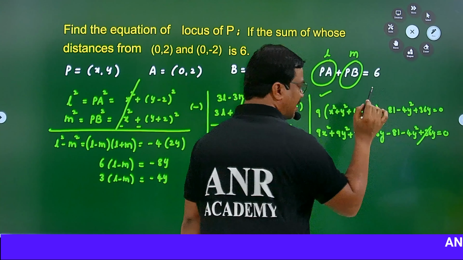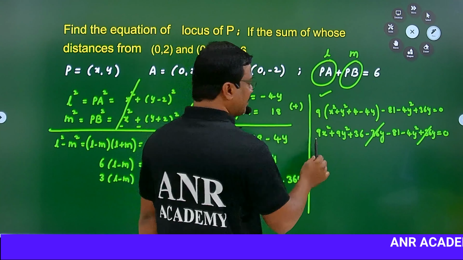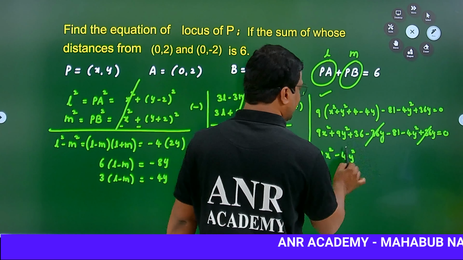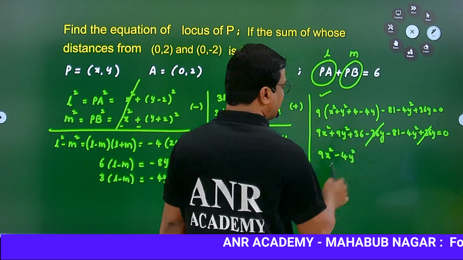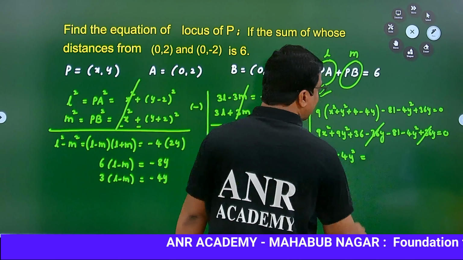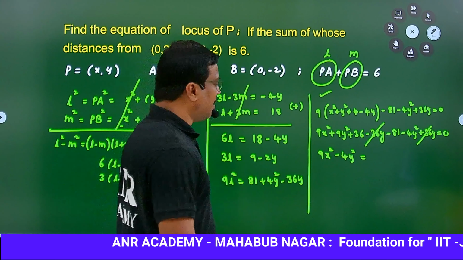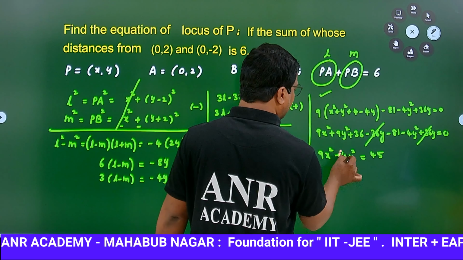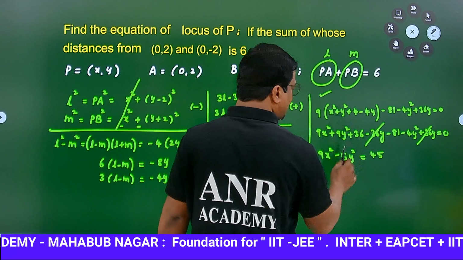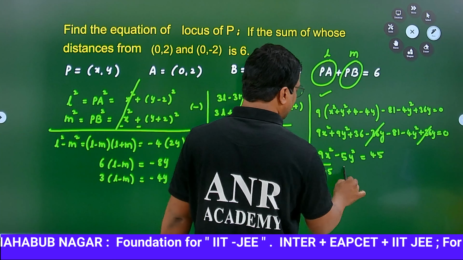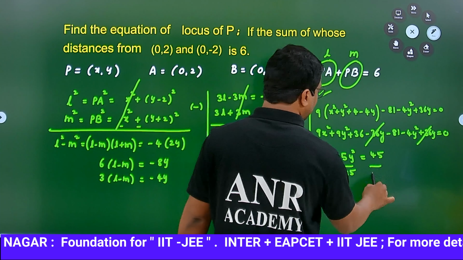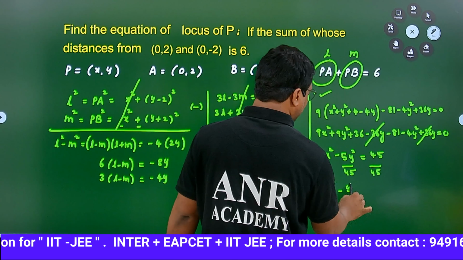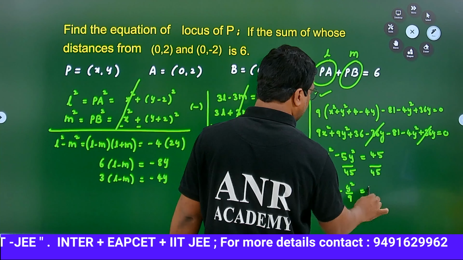Minus 36Y plus 36Y gets cancelled, and 9X square minus 4Y square, next equal to 81 minus 36, that is 45. Here it is 5Y square, right? Dividing each and every term with 45, we get the final answer, that is X square by 5 minus Y square by 9, it is equal to 1.